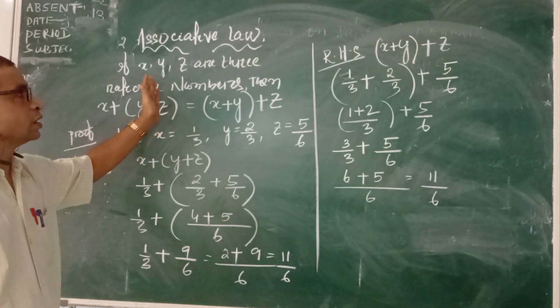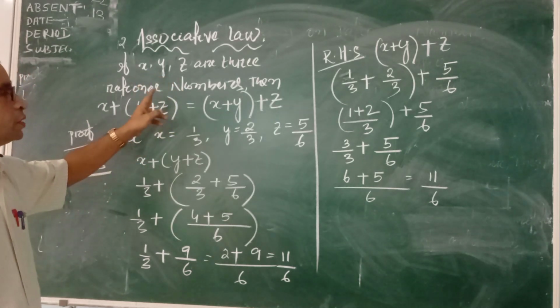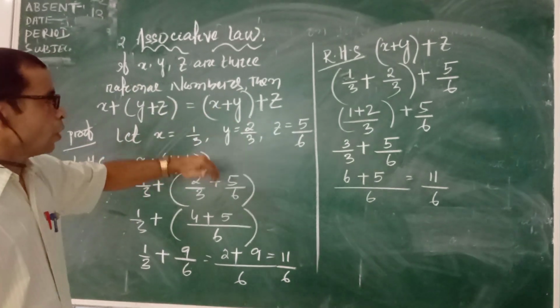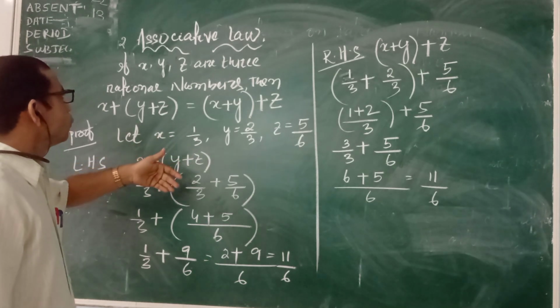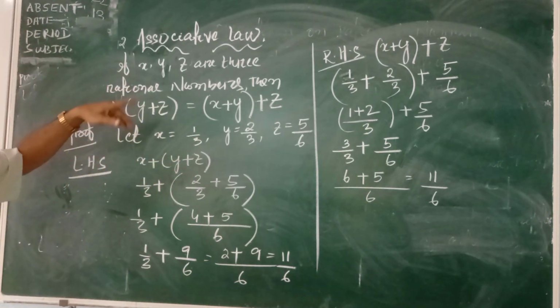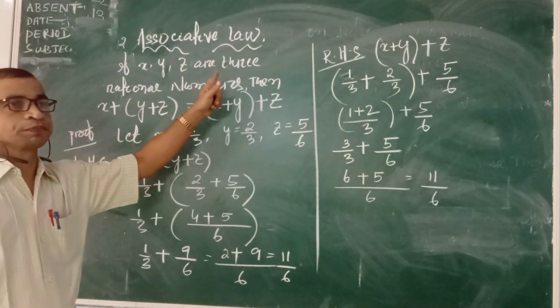In the last class we had a discussion about two properties: the closure property and the commutative property. Today we will discuss another property of addition, that is the associative law.